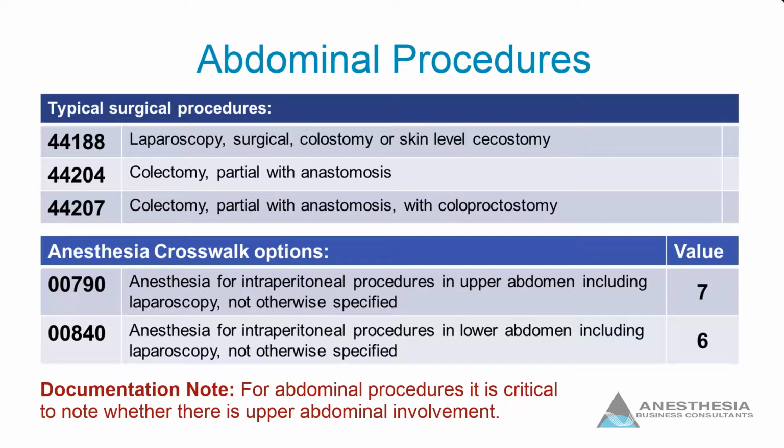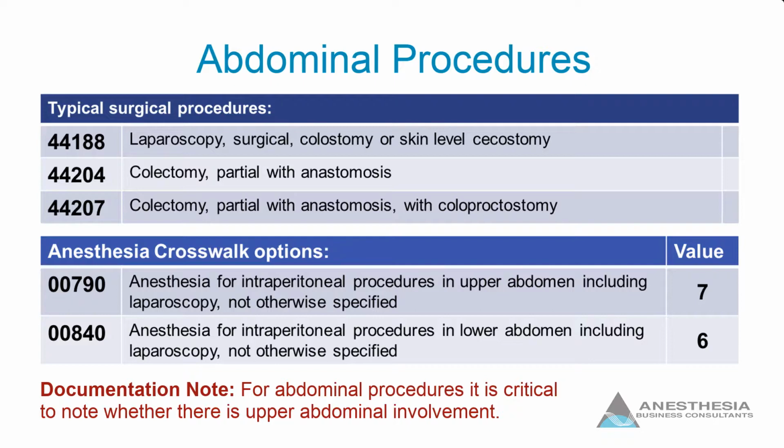Another example. Two of the most commonly used codes in anesthesia billing are ASA 790 and 840. 790 is worth 7 units and 840 is worth 6 units. These cover most procedures performed in the abdomen. The point of demarcation is the umbilicus. What coders look for is the phrase upper abdominal involvement for ASA code 790.